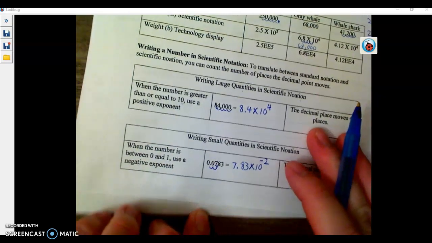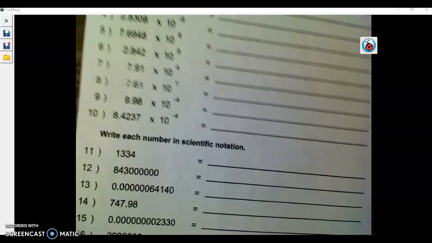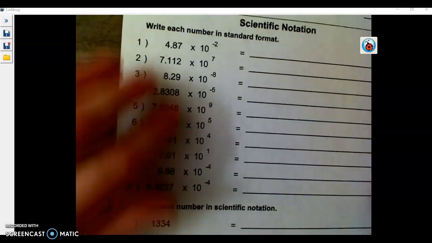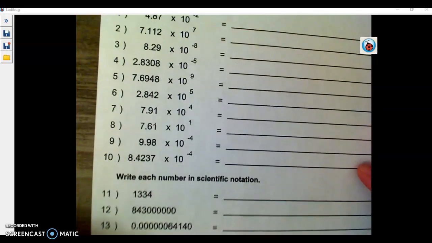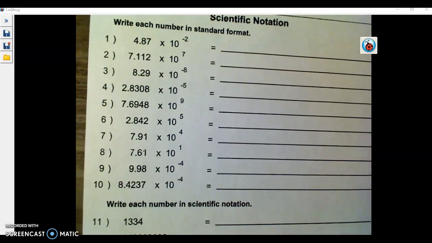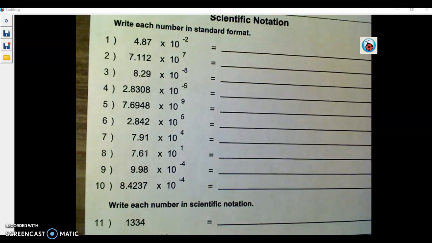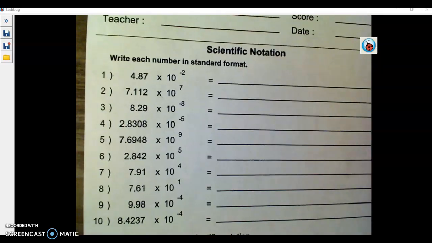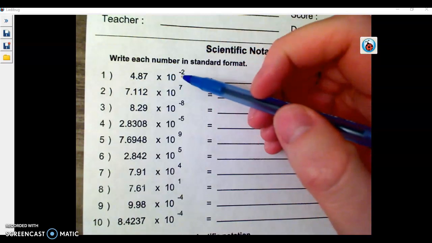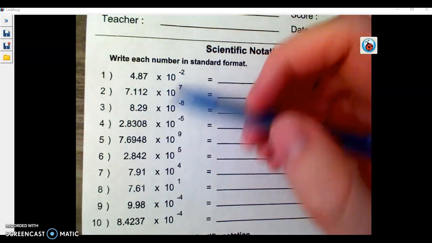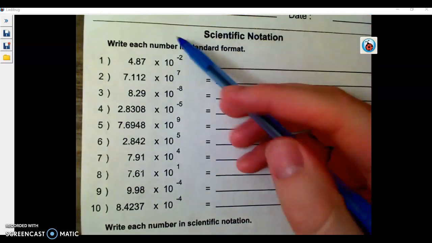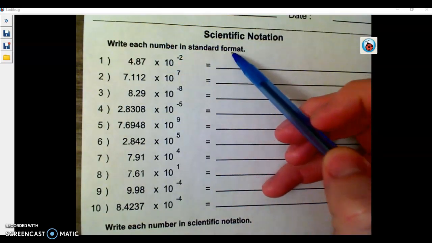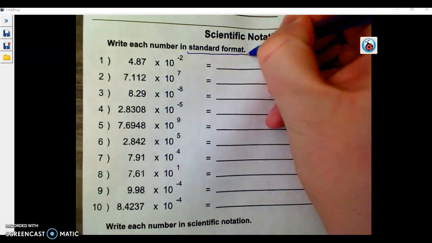At the back of your paper, we have a bunch more examples that we're going to practice. Probably do like 3 of each together, and the rest will be on you to try. So, first one, 4.87 times 10 to the power of negative 2. This first section is going to be a little annoying because we're going to write it in standard form instead, just a regular number.